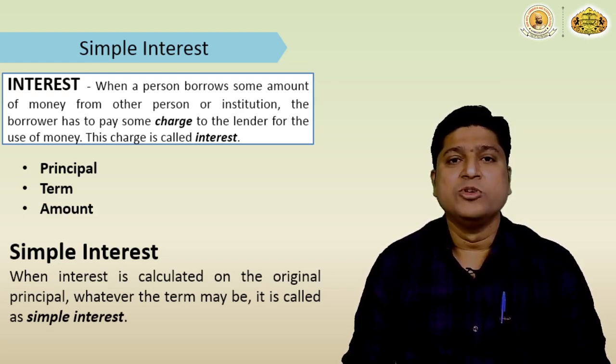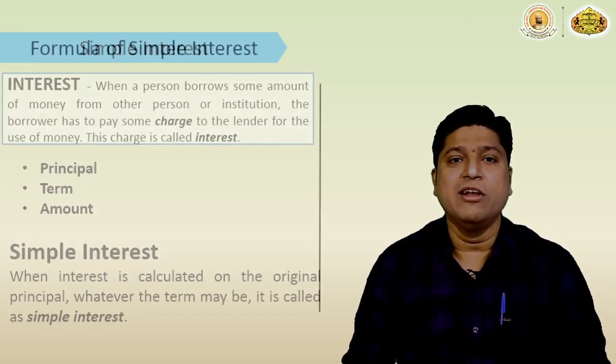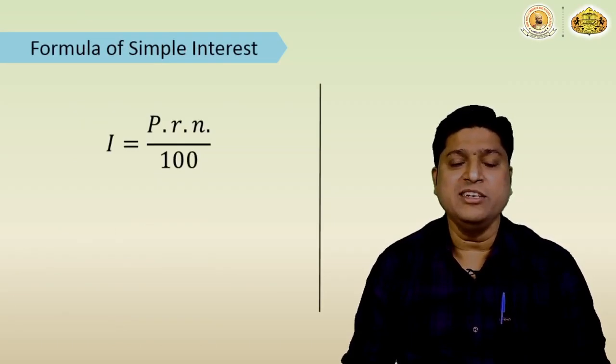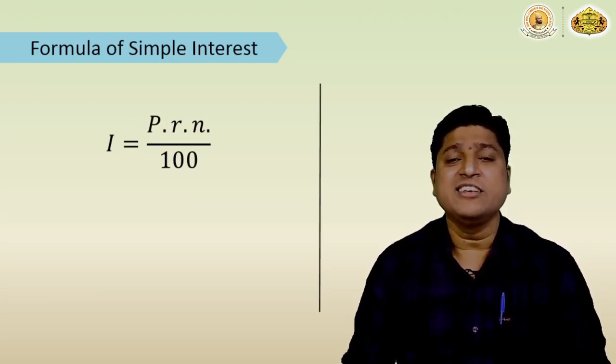We will now solve problems or examples based on simple interest, but before moving on to solving the problems, first of all we will try to understand the formula which is used to solve examples based on simple interest. Now we will learn the formula for simple interest. The formula for simple interest is as shown on the screen. It is I. I is simple interest. I is equal to PRN upon 100.